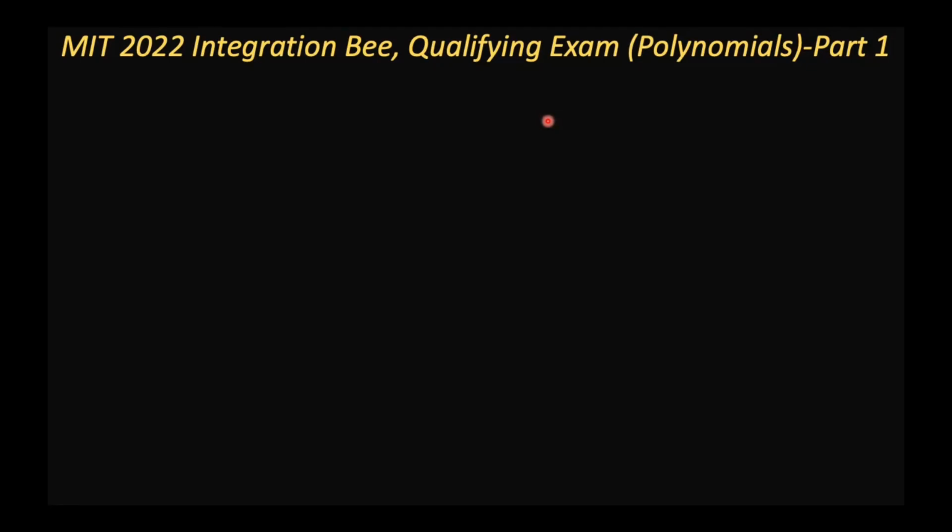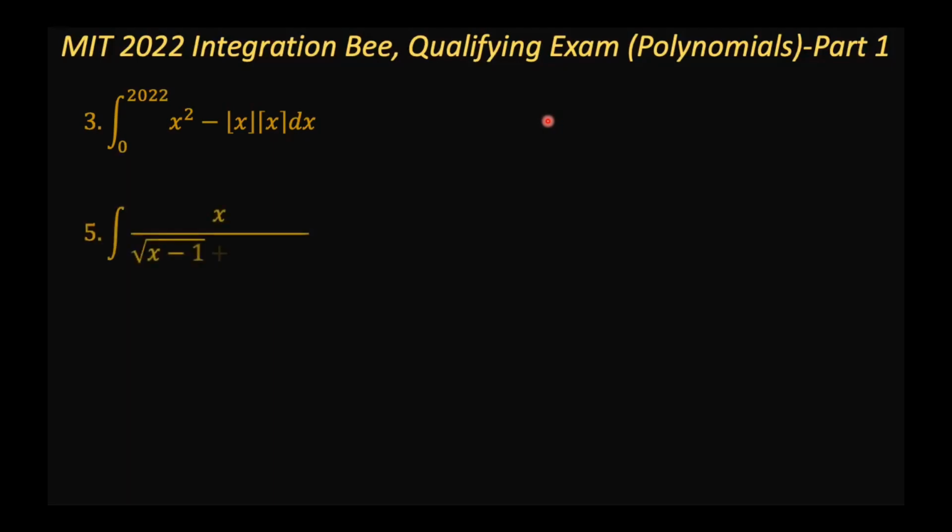For the qualifying exam, we decided to divide this into a two-part series. So we are beginning with part one of a treatment of polynomials in the qualifying exam, and we have 4 problems. The first problem that we look at is problem number 3, which is the integration of x squared minus the product of the floor function of x and the ceiling function of x, from x equals 0 to x equals 2022.